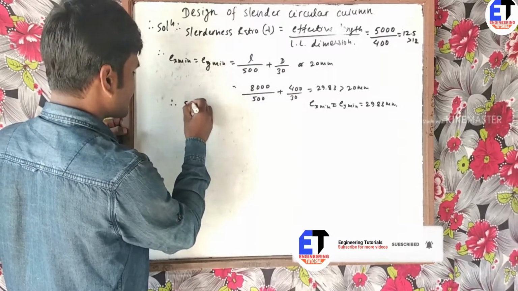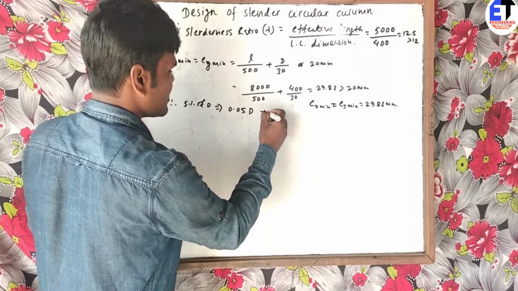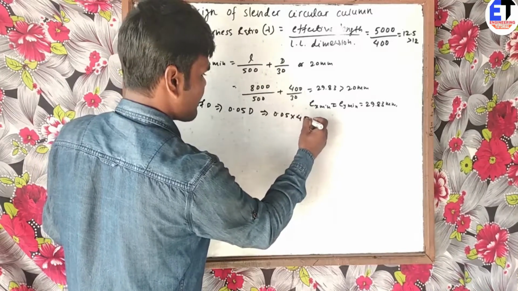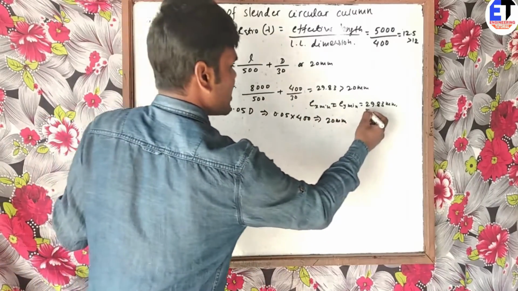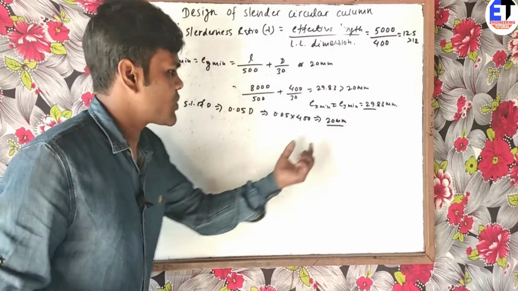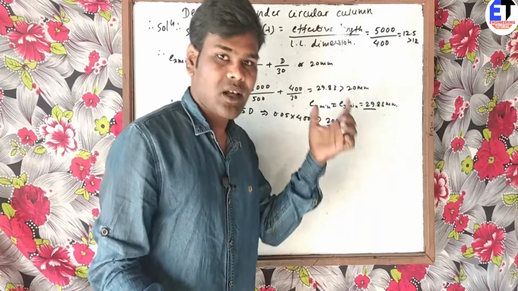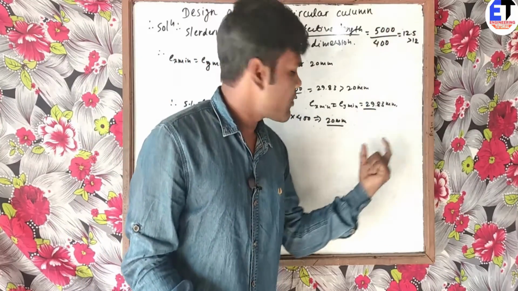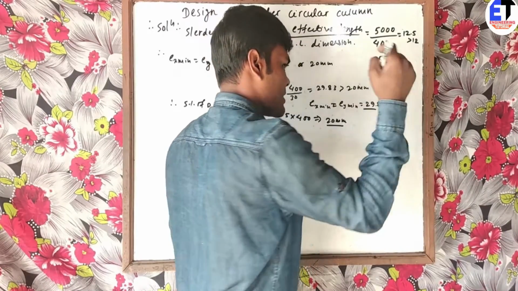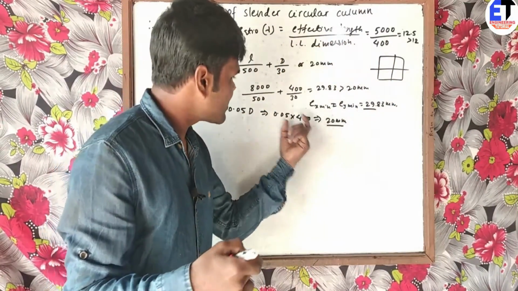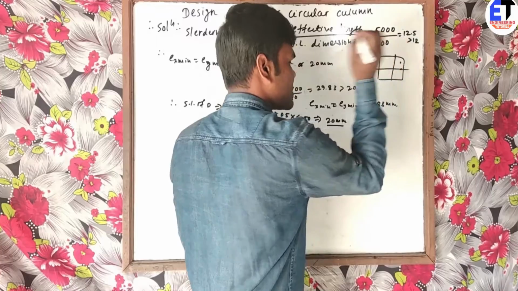This eccentricity should lie within 5% of the diameter. So 5% of diameter means 0.05 D, which is 0.05 times 400, equal to 20 mm. So this value is greater than 20 mm, the 5% of D. So the moment can act as uniaxial or biaxial bending moment on the circular column.